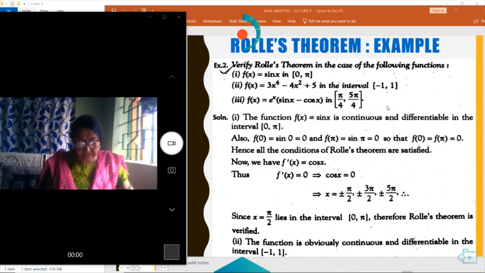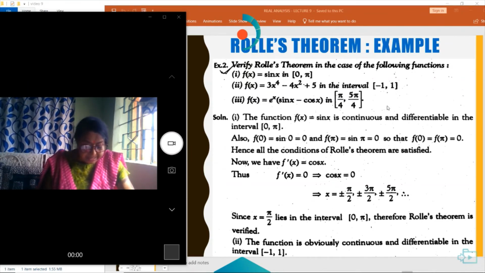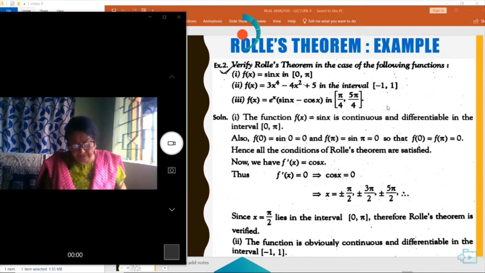First one, it is continuous in the interval 0 to pi, it is differentiable in the interval 0 to pi, and the third condition f(a) is equal to f(b). Hence, since all the conditions of Rolle's theorem are satisfied, now we know that f'(x) is equal to cos x. Putting f'(x) equal to 0, we get x equal to plus minus pi by 2, plus minus 3 pi by 2, and so on. Since x equal to pi by 2 lies in this interval 0 to pi, therefore Rolle's theorem is verified.